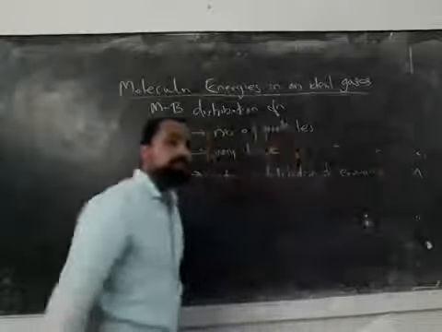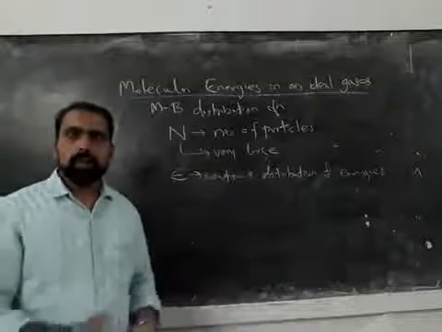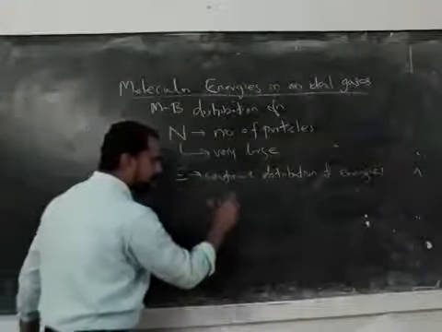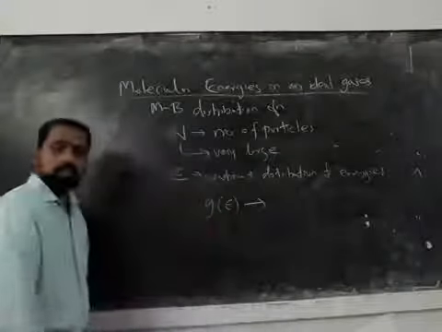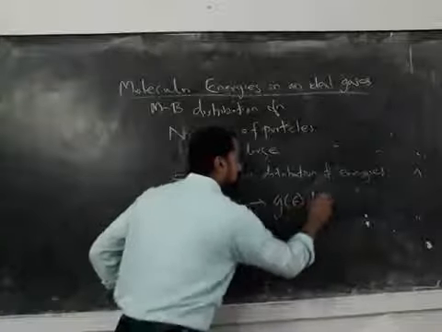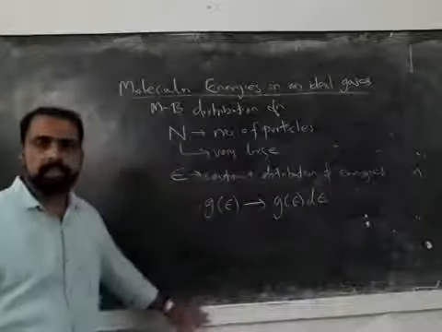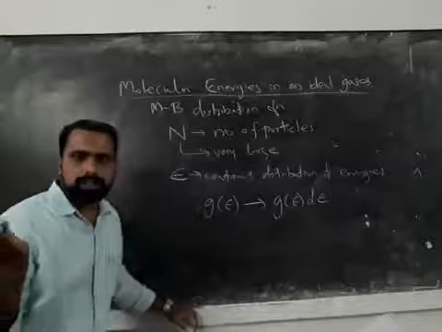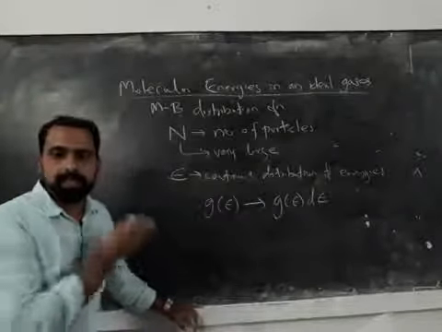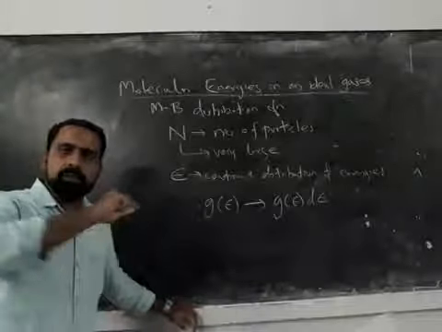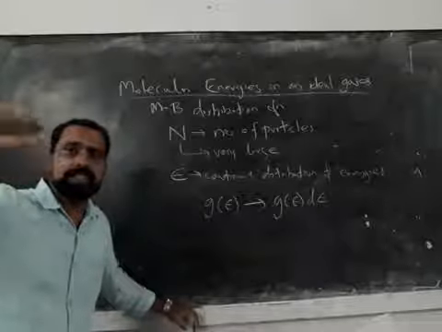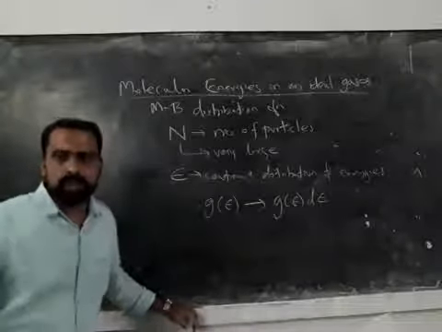So what do you mean? If it is a continuous distribution, what we mentioned earlier, instead of using g of epsilon, we have to use g of epsilon d epsilon, isn't it? So we have so many levels, E1, E2, E3, etc., so many levels, but they are continuous. They are not discrete levels.